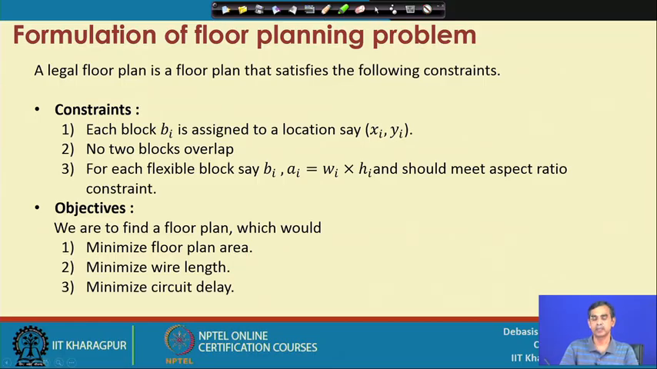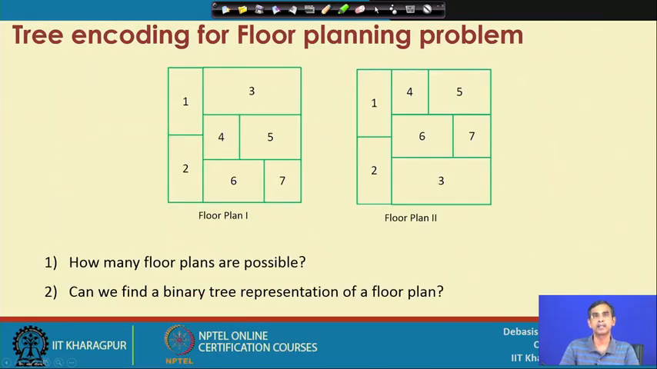Now, we will come to the encoding scheme. Before going to the encoding scheme, let us consider 2 instances here. These are the different blocks 1, 2, 3, 4, 5, and this is one floor plan. For the same set of blocks, this is the other floor plan. Then we have to see whether for these floor plans the area is minimum, or the delay is minimum, or the length is minimum, whatever it is.